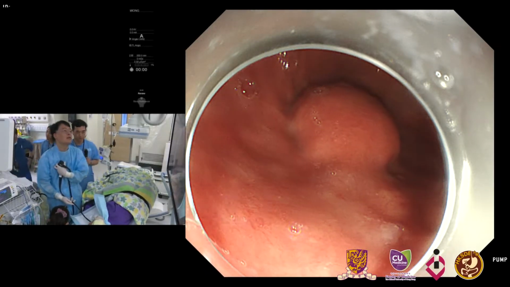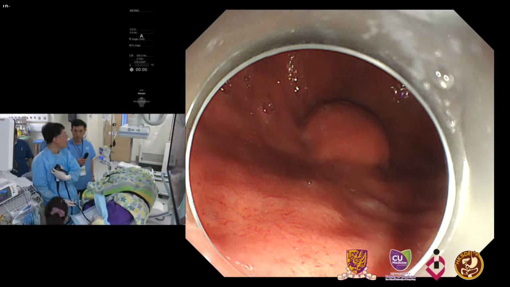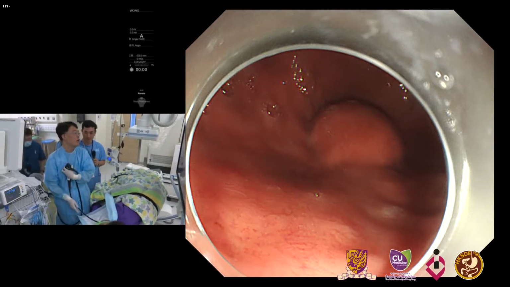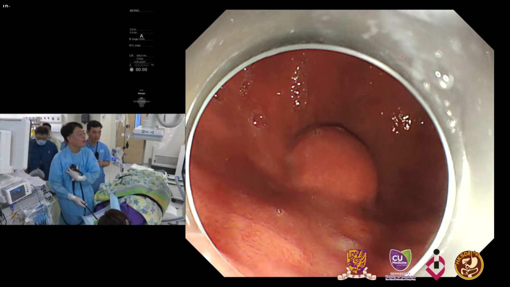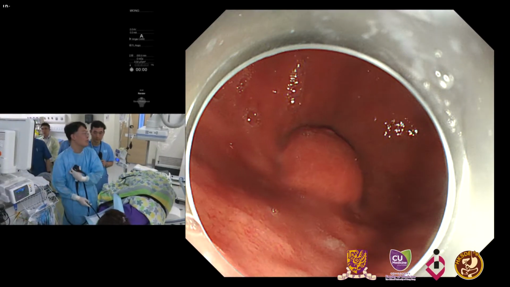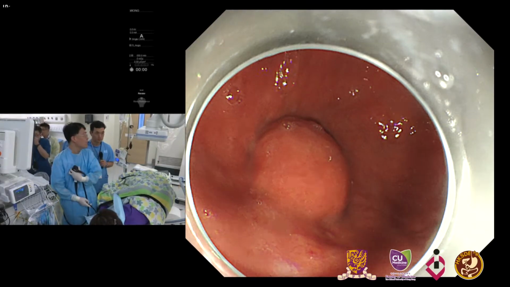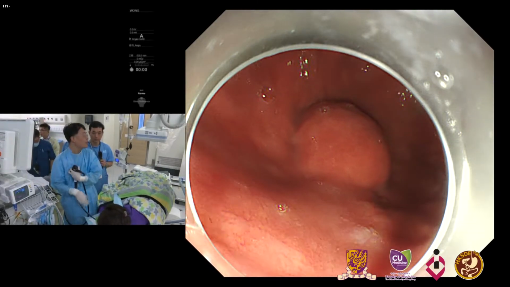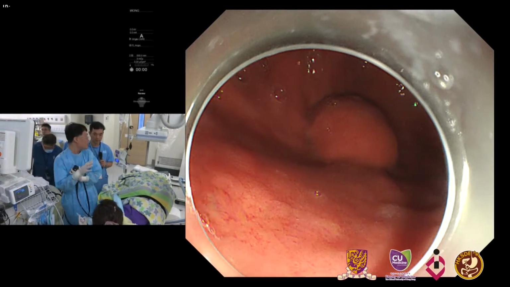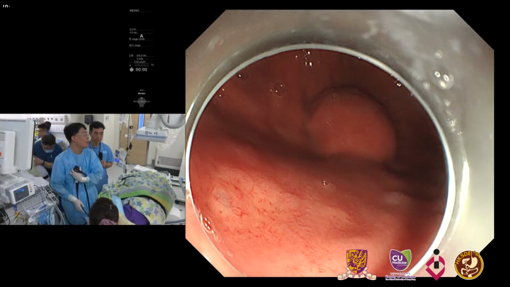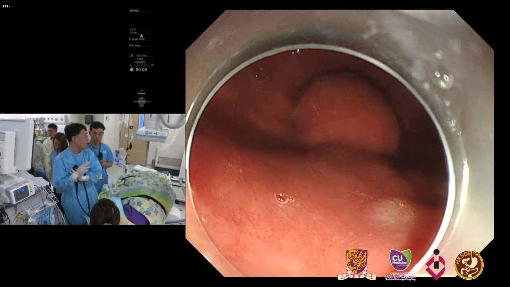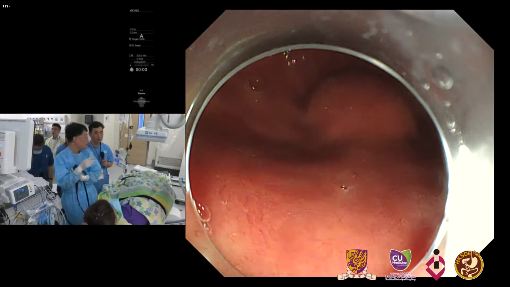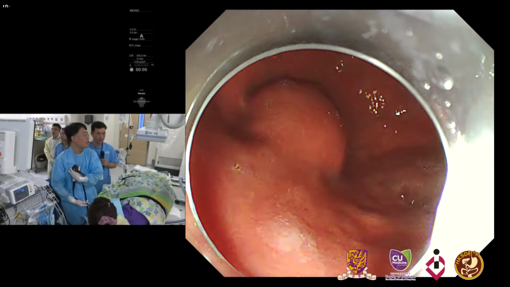Firstly, I think we should just avoid perforation if we could. Just resect the superficial muscle layer and avoid perforation. If perforation happens, I think we can use two kinds of technique. The first one is OTSC. The second one is the loop technique, with a loop as well as a metal clip, to close the perforation. Sometimes if the perforation is not very large, we only use the metal clip.